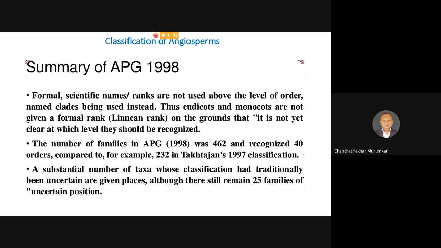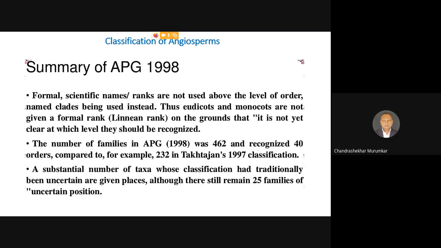The number of families in APG was 262, and it recognized almost 40 orders, compared to almost 232 families by Takhtajan in the 1973 classification. That is wrongly written. A substantial number of taxa whose classification had traditionally been uncertain have been given places, though some still remain in 25 families of uncertain position, that is, in bracketed families.